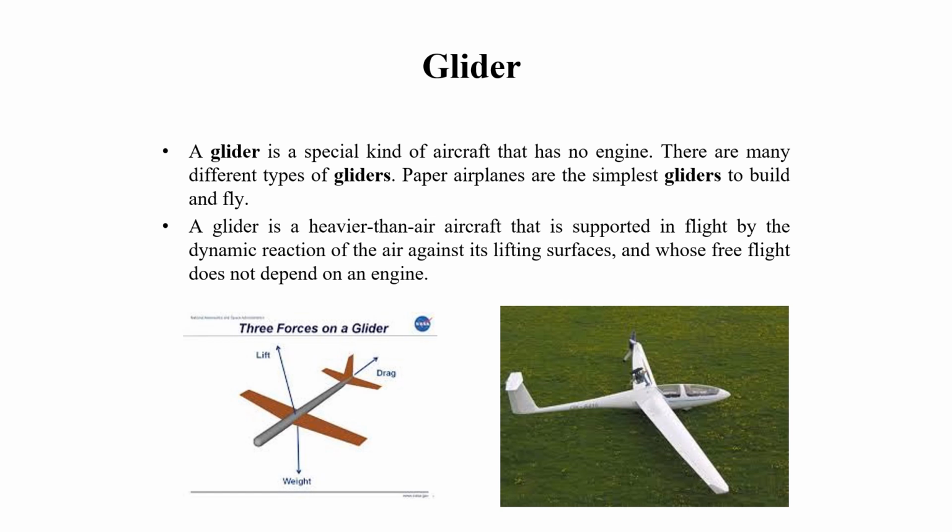Only three different forces act on the glider. One is lift, that is generated due to the wing, and the weight of the glider, and drag, that is the force generated against lift. The glider is heavier than air and it is supported by the dynamic reaction of the air against the lifting surfaces.